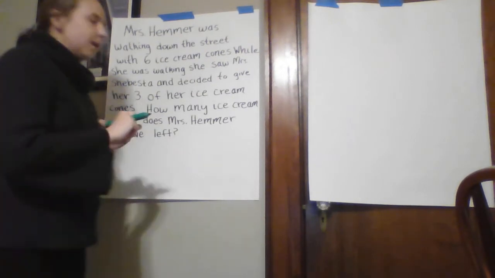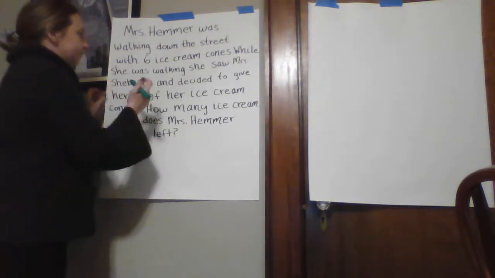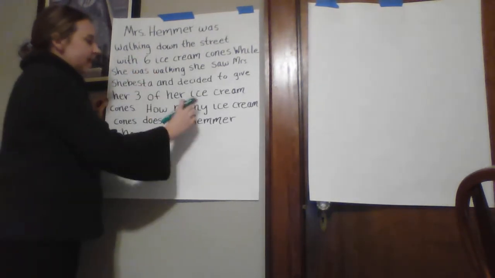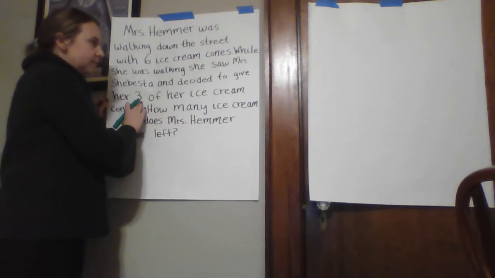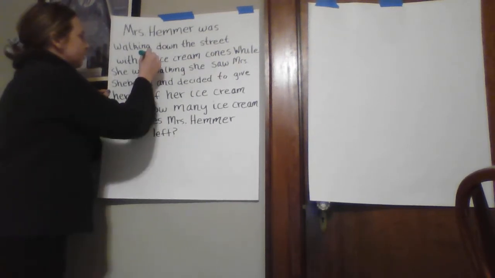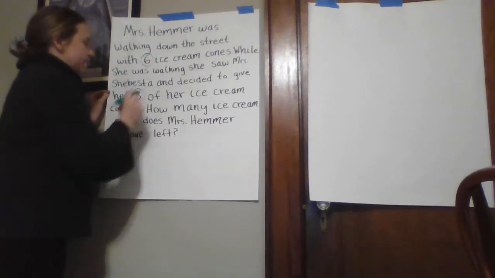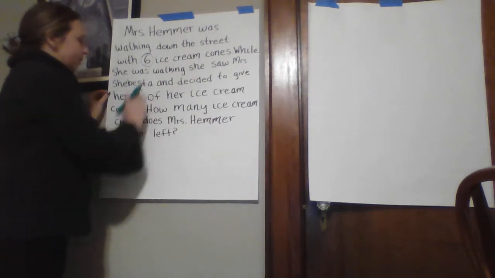problems. So I know this is a subtraction word problem because I had 6 ice cream cones and then I gave 3 to Miss Shabesta. So what I'm going to do first, just to help me, I'm going to circle the 6, and then I'm going to circle the number 3, just to think about my problem.